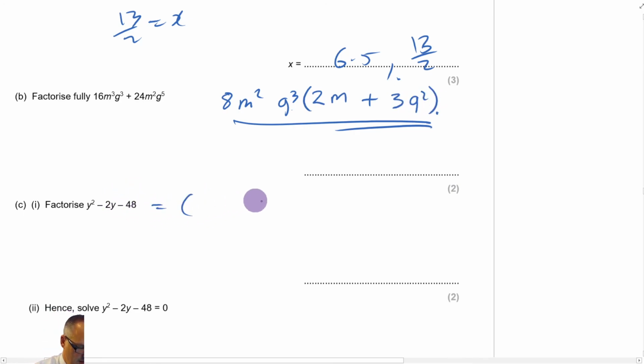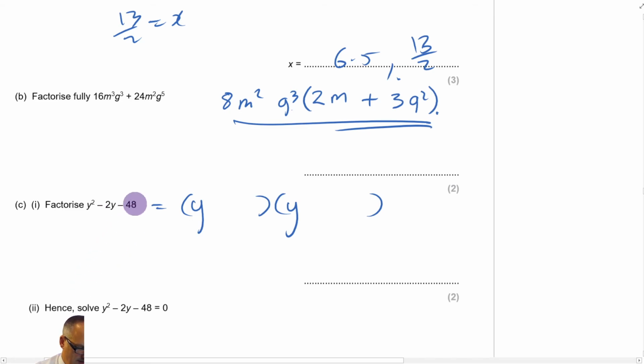Factorise fully. So double bracket, because we've got a trinomial quadratic, 3 terms, trinomial. Okay, so what times to give us y squared? Well, we know y and y. Think what times together to give me minus 48, but combines to give me minus 2. So start off thinking about numbers that could be 2 apart that times to give me 48.